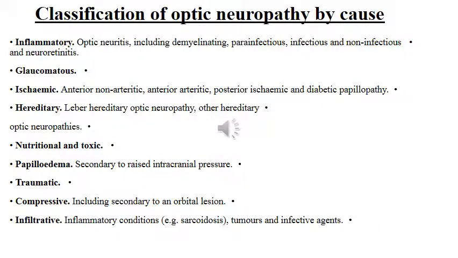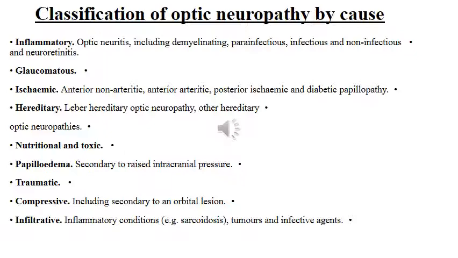What do we mean by optic neuropathy? Optic neuropathy means there's some disorder or disturbance in the optic nerve. It's either related to the optic nerve itself or due to underlying pathology in the retina or underlying systemic pathology.